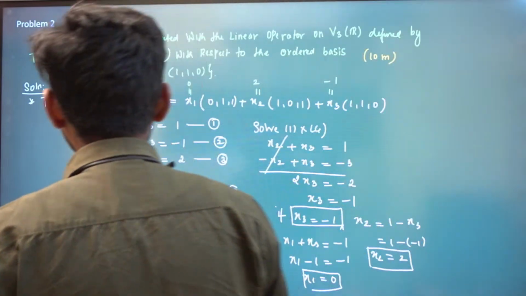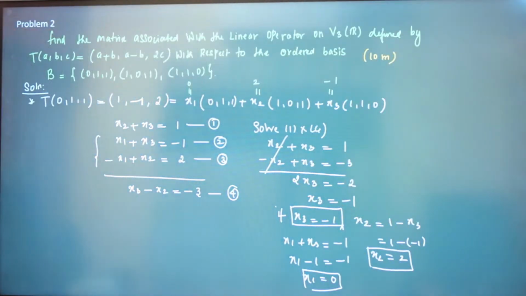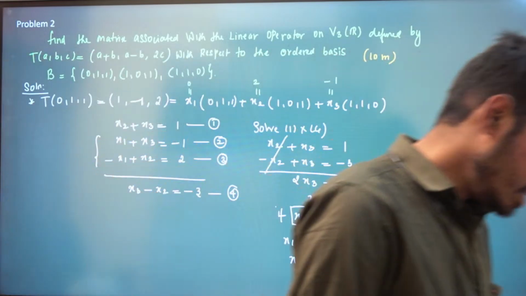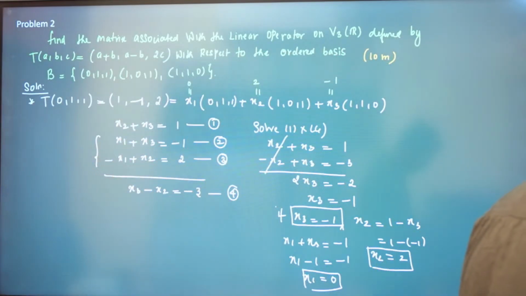So similarly, what you have to do is find the output vector for the second basis vector, and then the output vector for the third basis vector, and then similarly you have to write each output vector as a linear combination of basis elements, right?